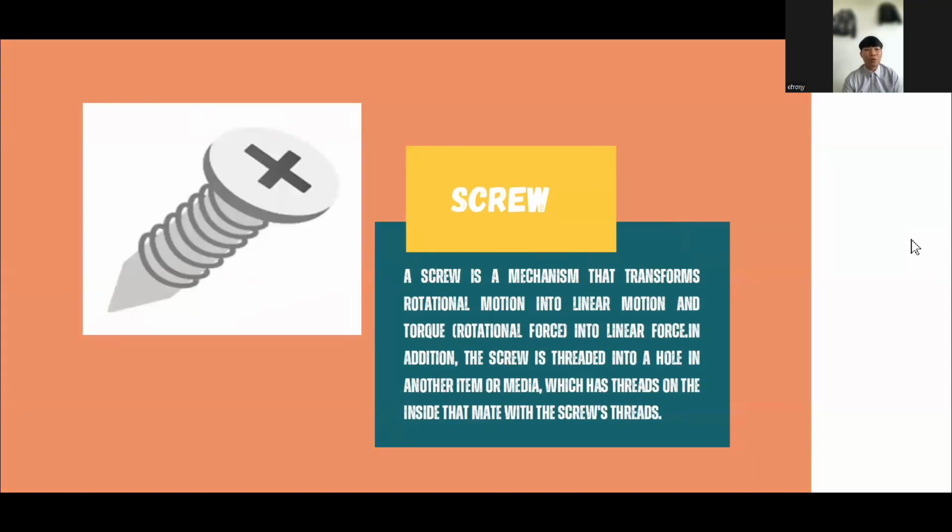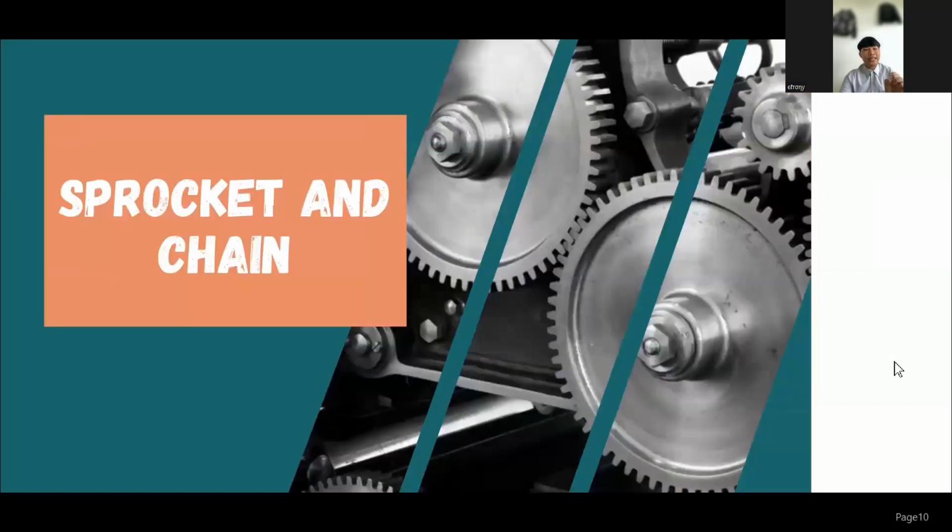A screw is a mechanism that transforms rotational motion into linear motion and torque into linear force. The screw is threaded into a hole in another item or medium, which has thread on the inside that meshes with the screw threads. When the screw shaft is turned relative to the stationary thread, the screw moves along its axis relative to the medium. For example, turning a screwdriver to drive a wood screw into the wood.